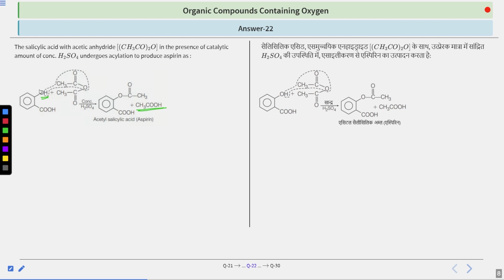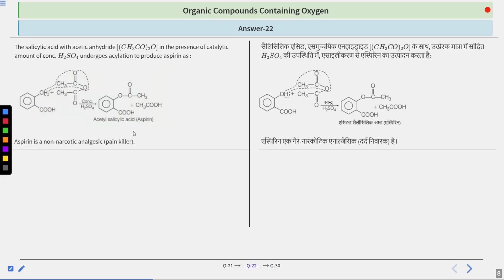and the rest of the ion, which is CH3CO positive, will get attached to the oxygen having the negative charge on the benzene. So you will get acetyl salicylic acid, that is benzene having COOH at the ortho position and OCOCH3 at the adjacent position. The name is acetyl salicylic acid, that is aspirin, and ethanoic acid as a side product. Aspirin, which you will get as the final product, is a non-narcotic analgesic, that is a painkiller. It is used as a painkiller.